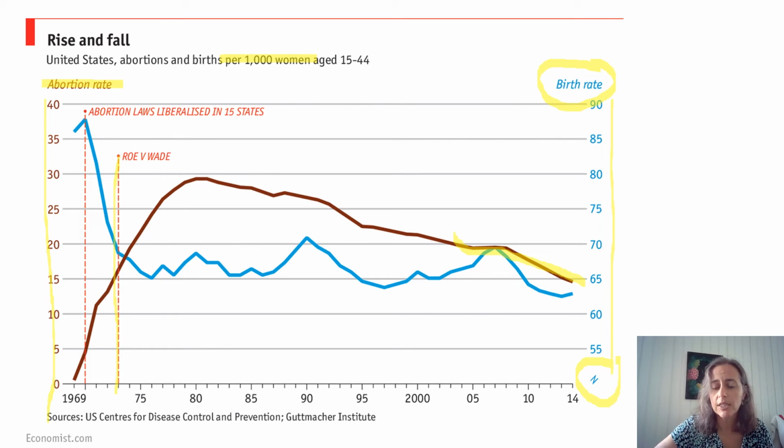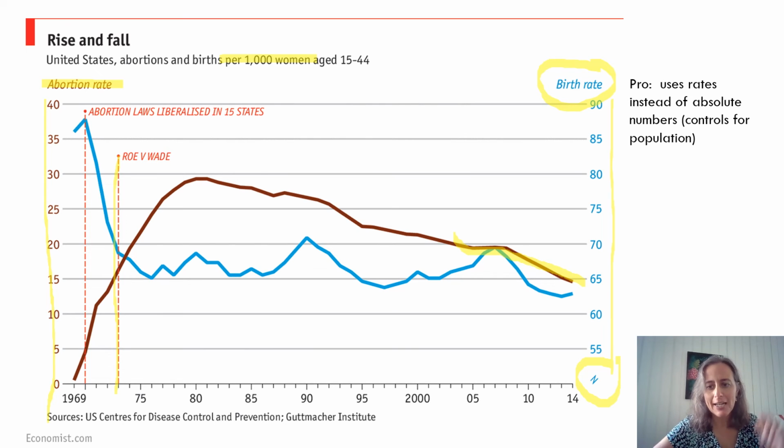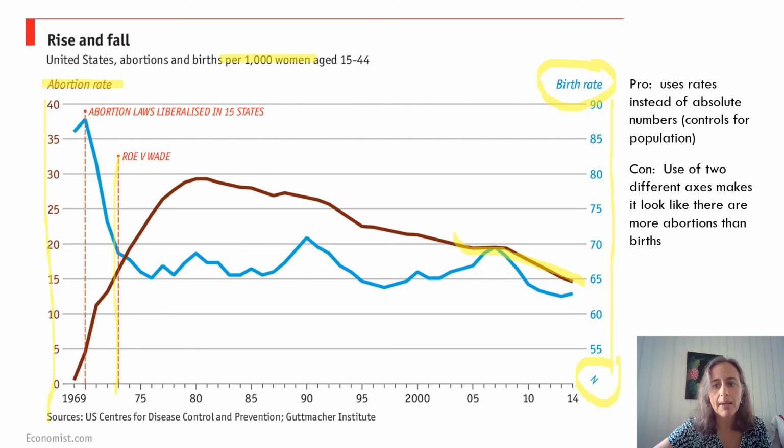So if we look at 2014, for example, it looks like the abortion rate is higher than the birth rate, but it's not, because the abortion rate is about 15 per 1,000, whereas the birth rate was about 64 per 1,000. So it's 4 times higher. So this particular chart gets a nod. It gets a check plus for using rates instead of absolute numbers. So that helps us control for the changing size of the population over time. But a big demerit for using different axes, because it gives a very misleading picture of what's going on.